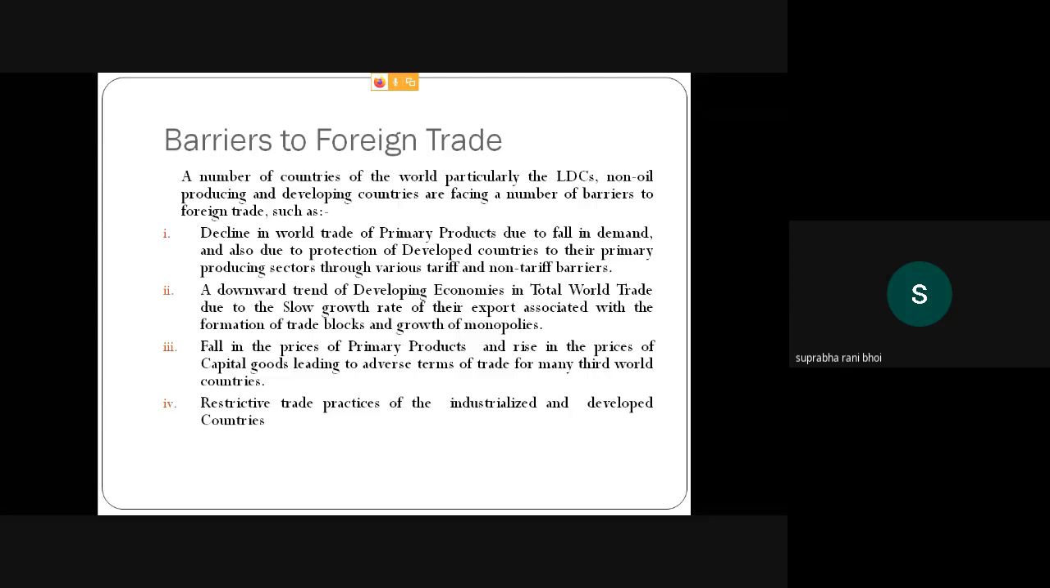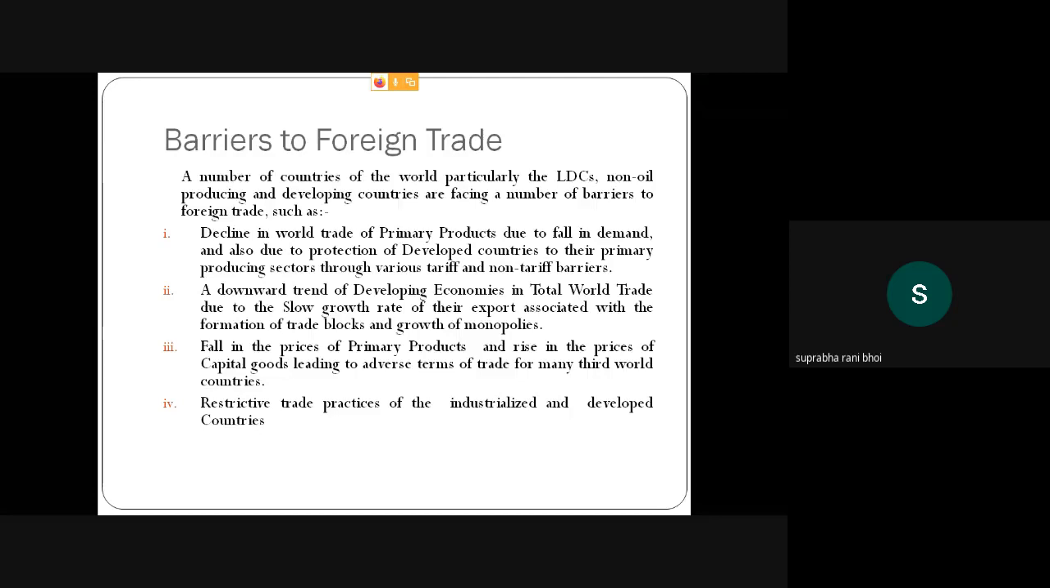And due to the growth of monopolies, meaning certain goods and services are produced through innovation activities which others can't produce, as they are the only producers, they charge high prices for their goods and services. In this way, the underdeveloped countries have to face an unfavorable situation due to foreign trade.